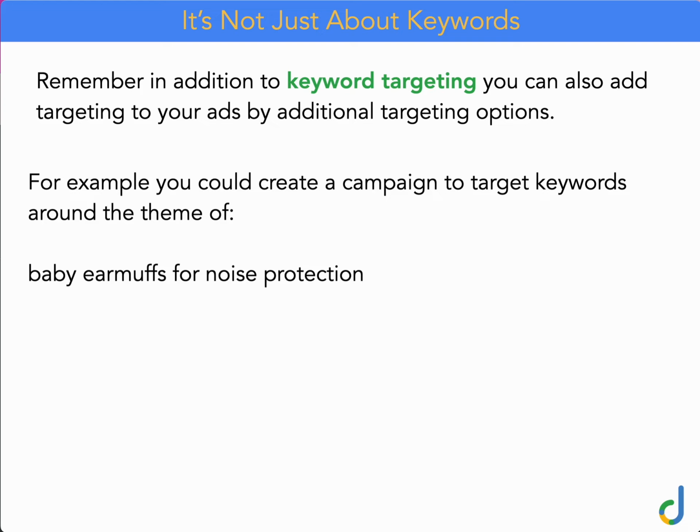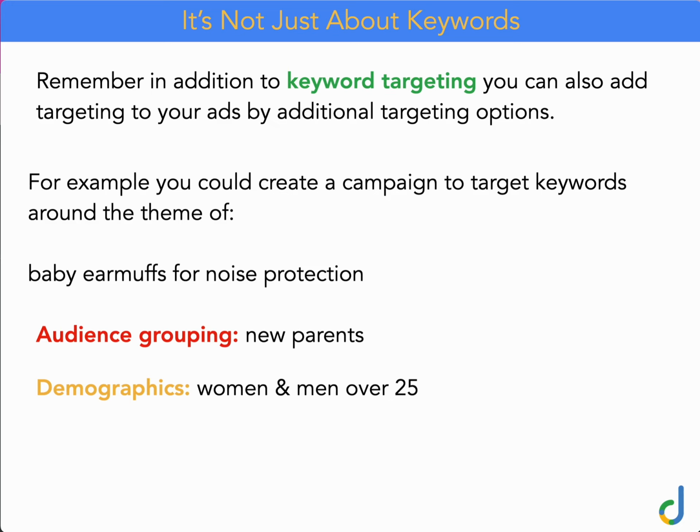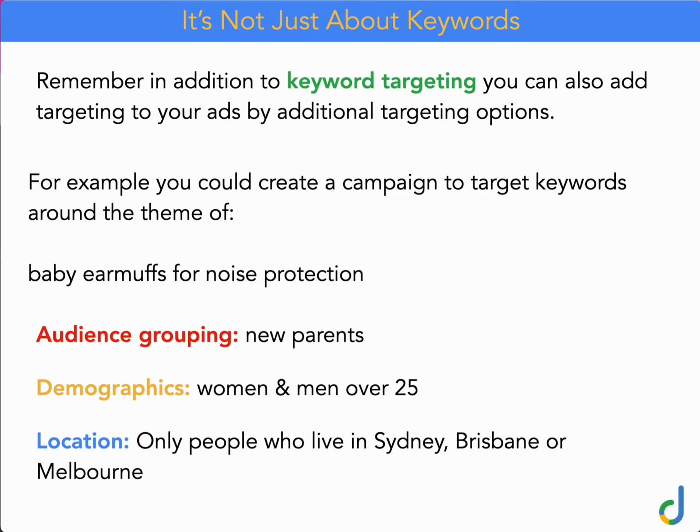So for example, you could create a campaign to target keywords around the theme of baby earmuffs for noise protection. And you could assign it so that your ads only went to people who are part of the new parents audience, and they also had to be over 25, and you only wanted to target people living in Sydney, Brisbane, or Melbourne. So rather than just setting up a campaign that goes to anyone who searches baby earmuffs for noise protection, you can refine it and say, well, they have to be part of the new parents audience, they have to be over 25, and they have to live in these areas. So they're the type of extra layers that you can add to your targeting for Google Ads to make it more specific for what your business needs.